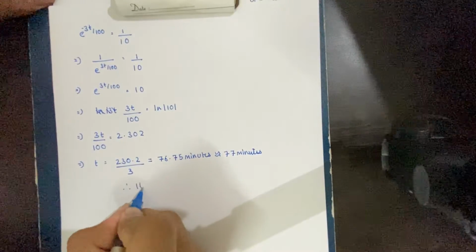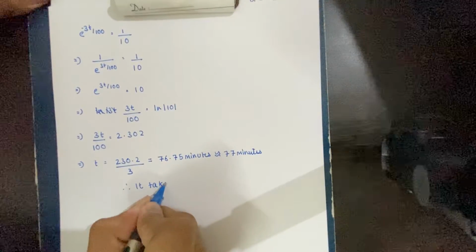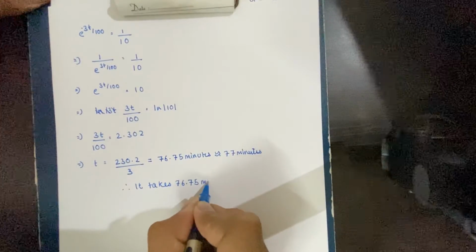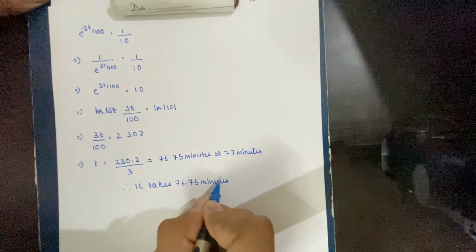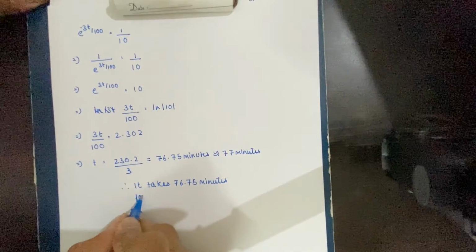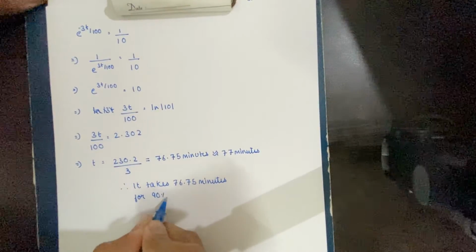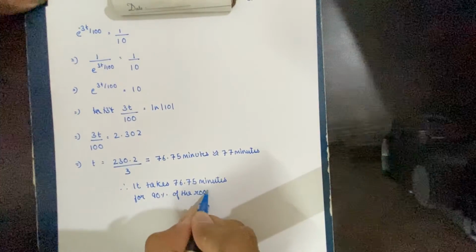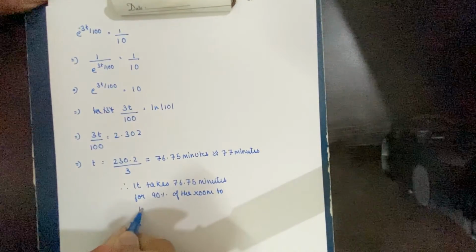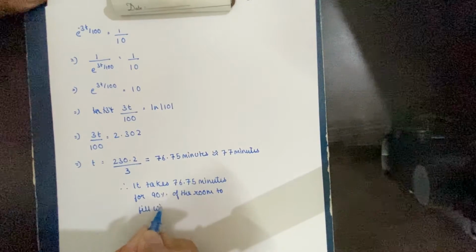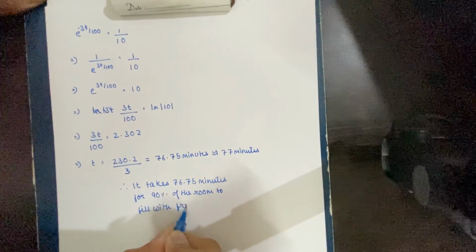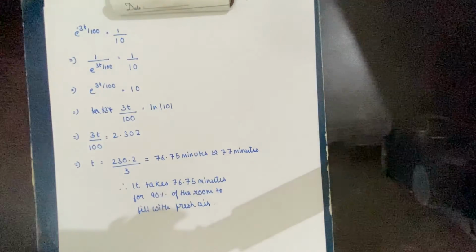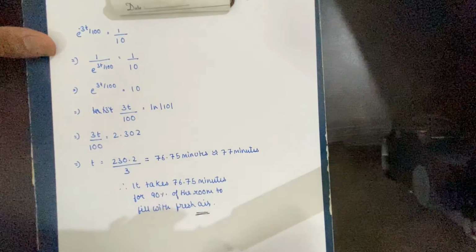Therefore it takes 76.75 minutes for 90% of the room to fill with fresh air. So that's problem 1. Thank you.